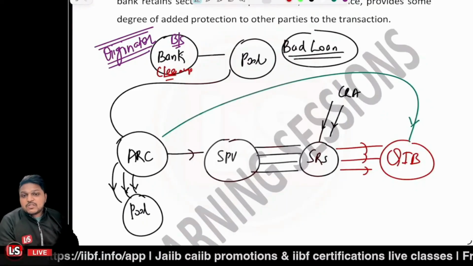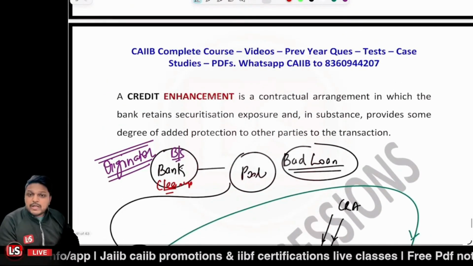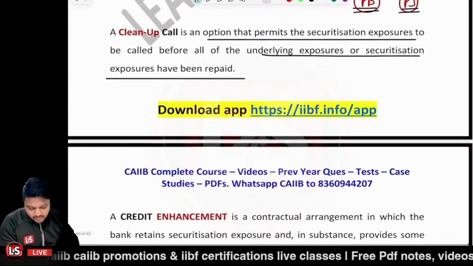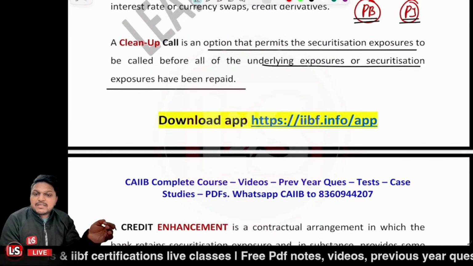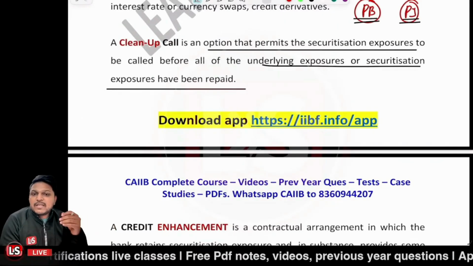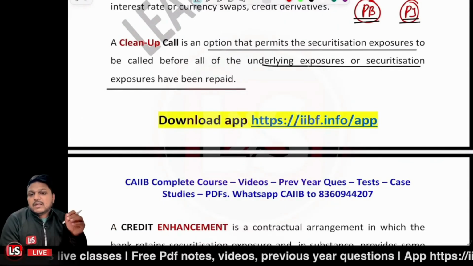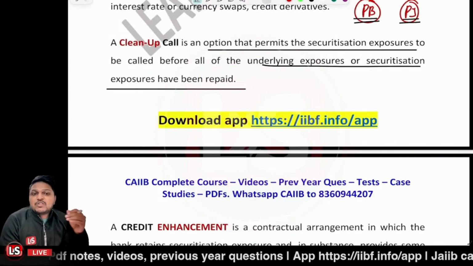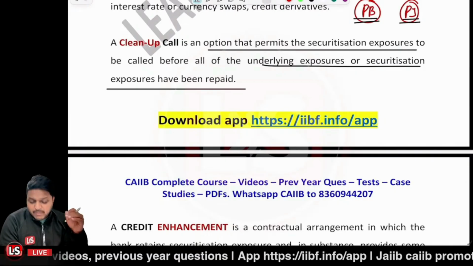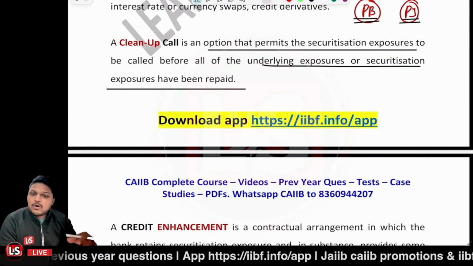Now, what is the purpose? Sometimes the bank wants to reduce the administrative cost or servicing cost. Let's say the servicing cost is more in case of securitization, and the bank wants to reduce that. That can be done. Also, sometimes the bank wants to simplify balance sheet management. So it's an option which is available to the originating bank.